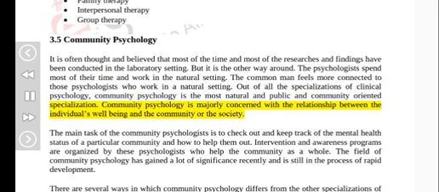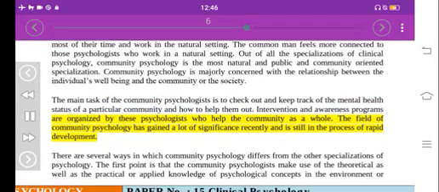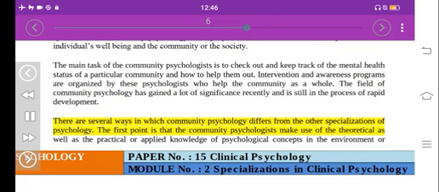Community psychology is majorly concerned with the relationship between the individual's well-being and the community or the society. The main task of the community psychologists is to keep track of the mental health status of a particular community and how to help them out. Intervention and awareness programs are organized by these psychologists who help the community as a whole. The field of community psychology has gained a lot of significance recently and is still in the process of rapid development. There are several ways in which community psychology differs from the other specializations of psychology.